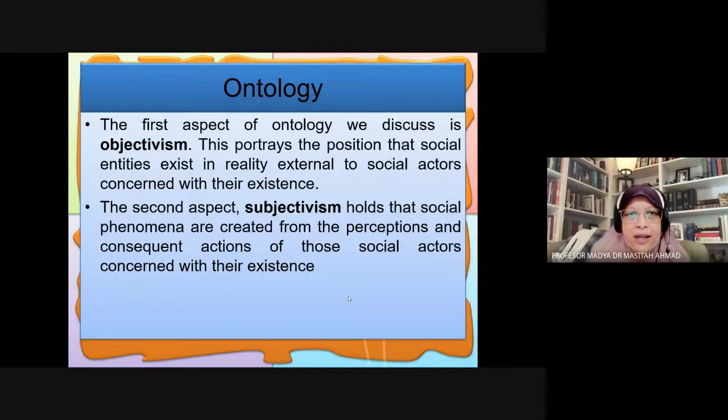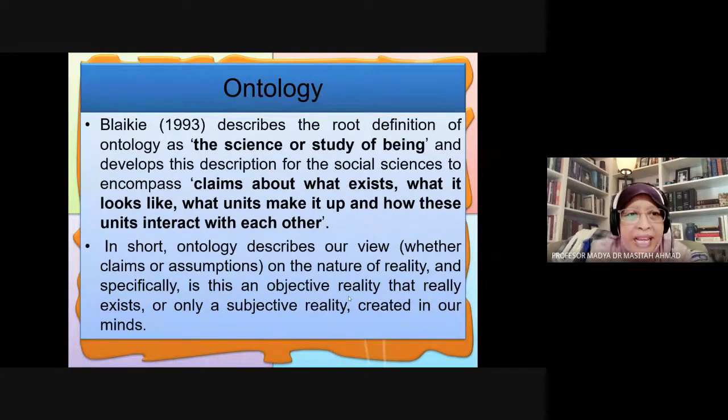Okay, and after that, based on Blaikie 1993, Blaikie described the root definition of ontology. It's the science or study of being. He develops this description for the social sciences to encompass claims about what exists, what it looks like, what units make it up, and how these units interact with each other. So it is clear cut here. When we talk about ontology, based on Blaikie also, it is the study of being.